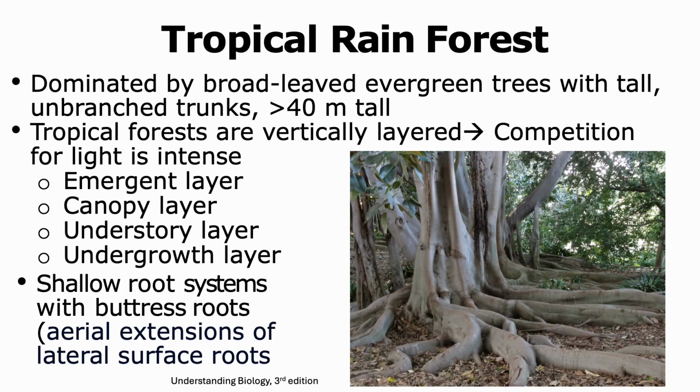The trees of the tropical rainforest tend to have buttressed roots, which are aerial extensions of lateral surface roots. The reason they have such a root system is because the ground has enough water and hence the roots do not run very deep. Now, since the trees are so large, they need additional support, and the buttress roots provide this additional support.